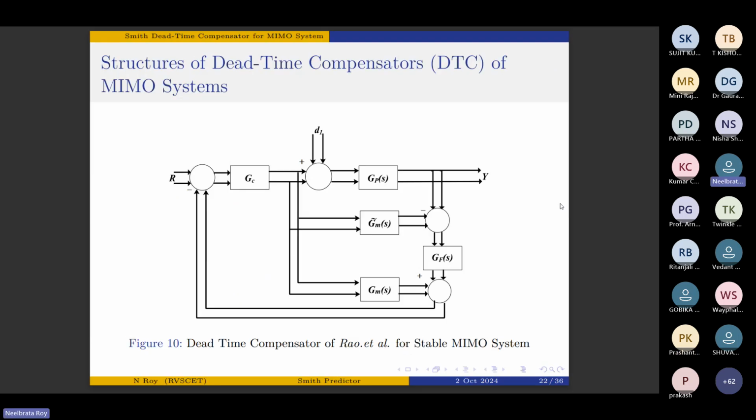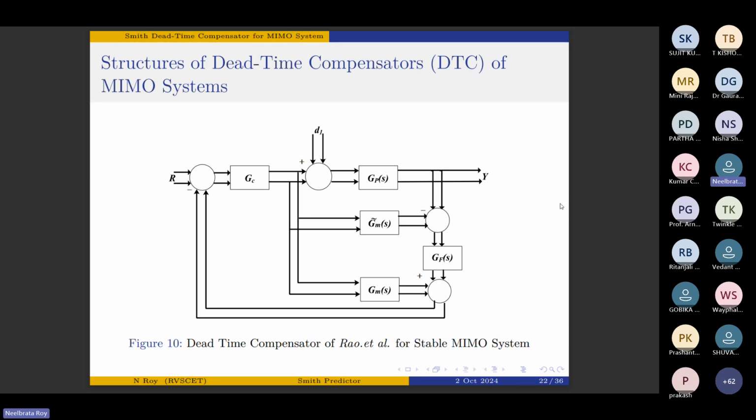Let us study the structure of the dead time compensator for a MIMO system. Here, GC, this is the dead time compensator proposed by Rao and Chidambaram in the year 2016. Here GC is the controller, GP is the main plant, GM is the model of the plant, GF is the filter, and GM is the delay free model of the plant.